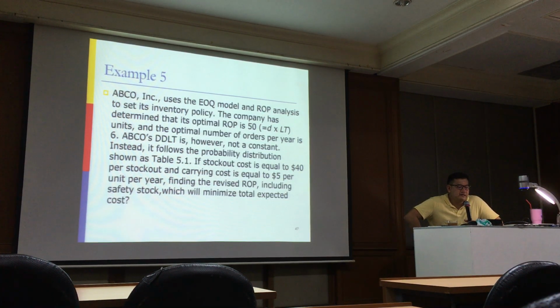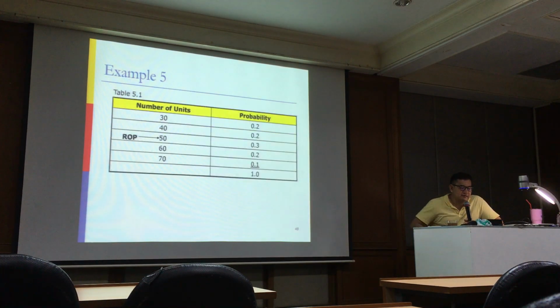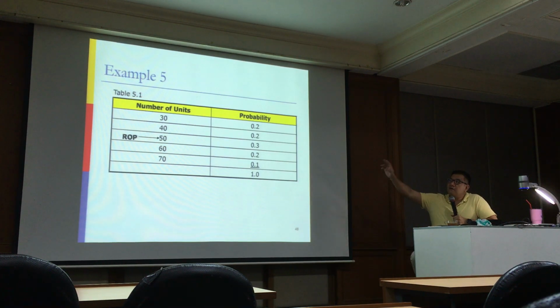Demand during the lead time of this company, however, is not constant, as I said. Instead, it follows the probability distribution shown in Table 5.1. So the demand is not constant, but follows the probability distribution in this table. Since the demand is not constant, you cannot simply multiply demand by time to get the reorder point. Now demand follows this probability.